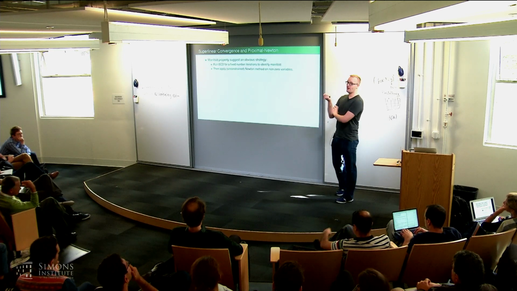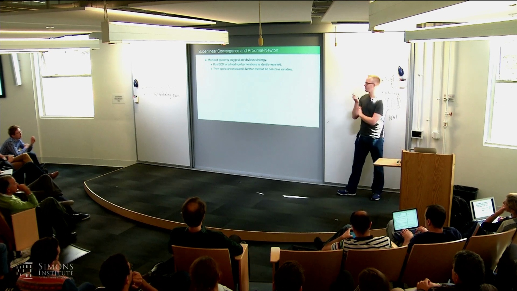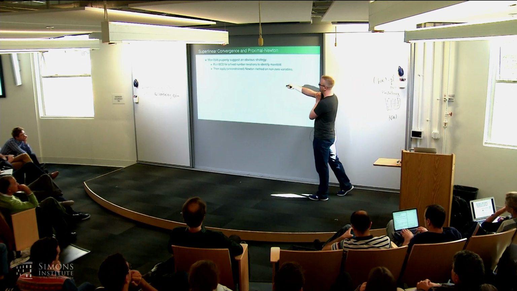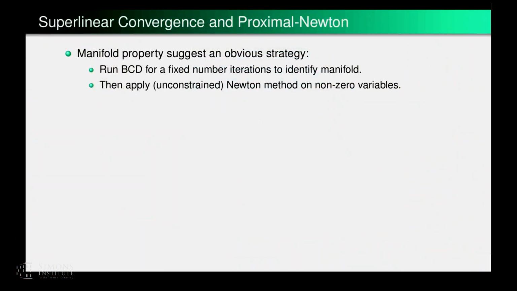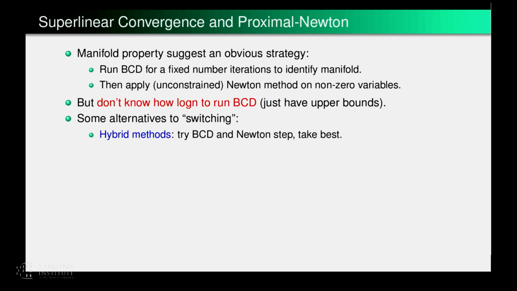Okay, so if you have this manifold property, which was known for a long time, you can say, I'll run BCD for a fixed number of iterations to identify the final sparsity pattern. And then I'll just run Newton method or quasi-Newton on the non-zero variables and get my superlinear convergence. That's fine, but even though we know it's bounded, we don't really know how many iterations to run this for. So I prefer hybrid strategies. One is you try the BCD and the Newton step on the manifold at each step and take the best. And this was from Stephen Wright's paper.